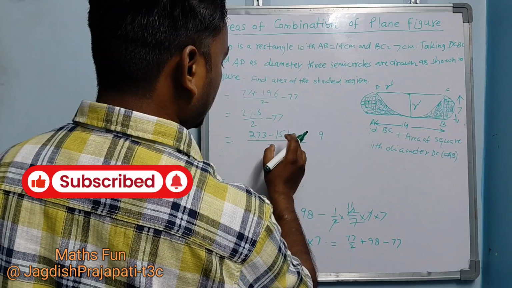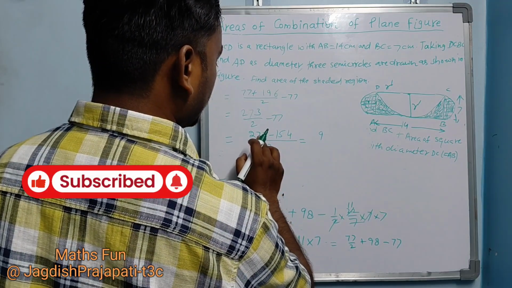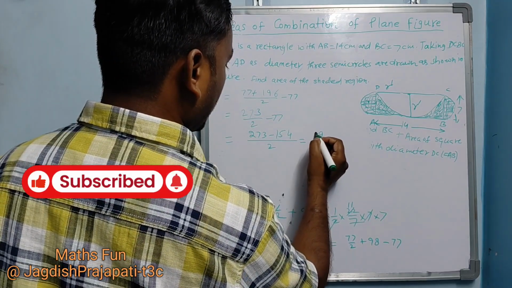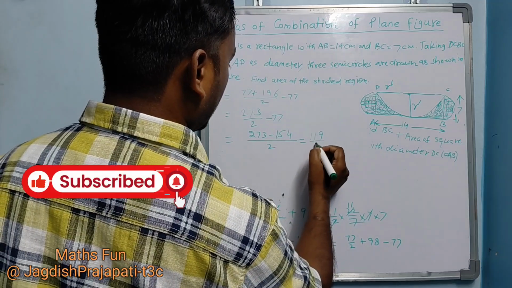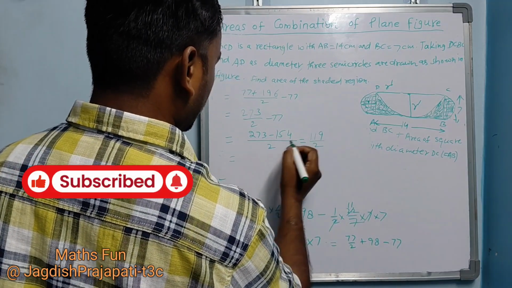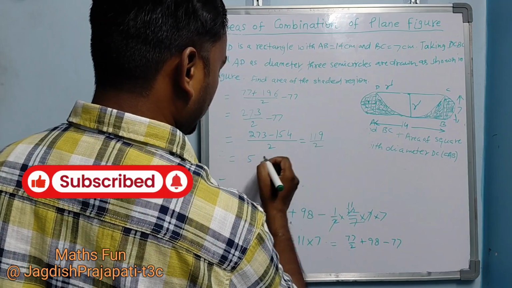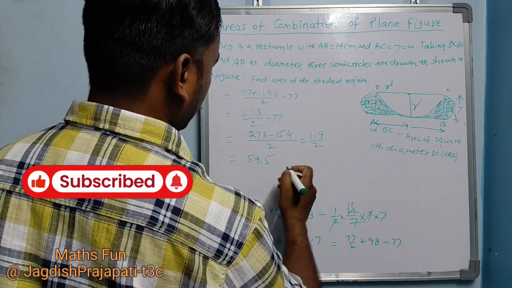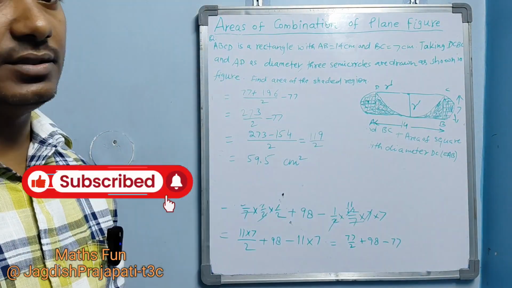So 13 9. Now here we have 6 only, 6 and 1 and here 1, so 2. So 2 5s are 10 and 2 9s are 18 and 2 5s are 10. So this will be the area of the shaded region.